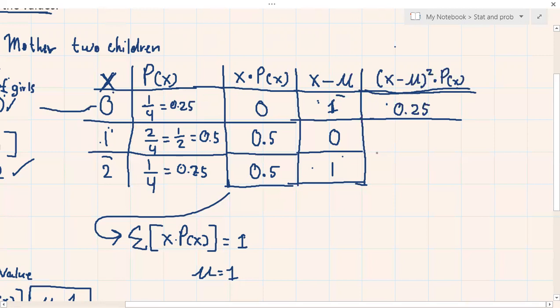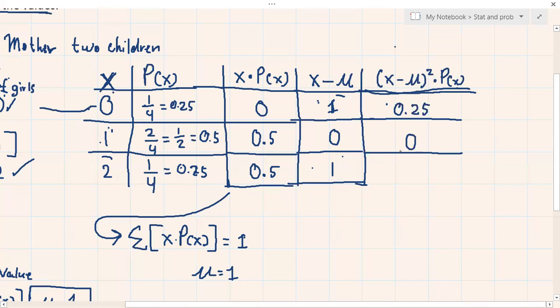Okay. Sa next row, ganun din. Okay? So here, yung x minus mean mo ay si 0. So 0 squared times si p of x, which is 0.5. So 0 squared times 0.5 is 0. Okay? The answer here is 0.